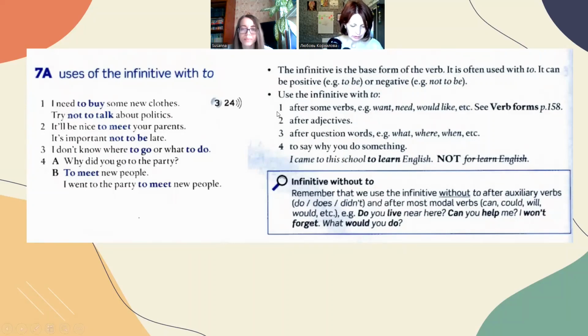So rule number one. We use the infinitive with to after some verbs. For example, want, need, would like, and so on. We can see a list of verbs on page 158. We will look at this list a bit later. So this is rule number one, and you see here 2 examples. Can you read them with me?